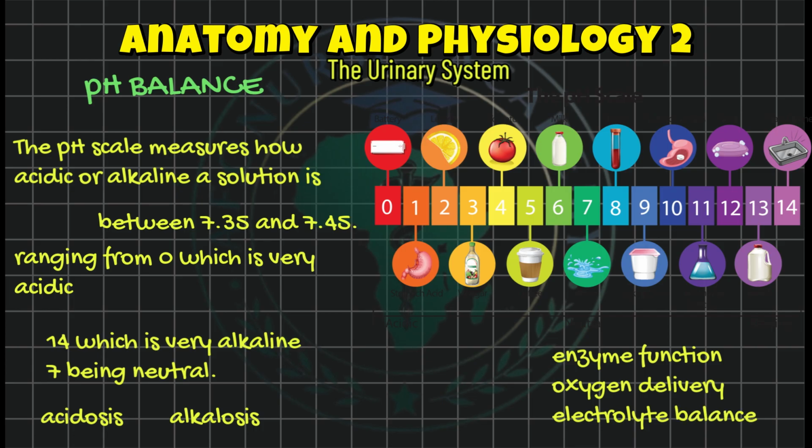Your body produces acid constantly through normal metabolism. When you break down proteins, you produce acidic waste products. When you exercise, your muscles produce lactic acid. Even just breathing produces carbonic acid. So your body has several buffer systems to handle this acid. And the kidneys play a vital role in long-term pH regulation.